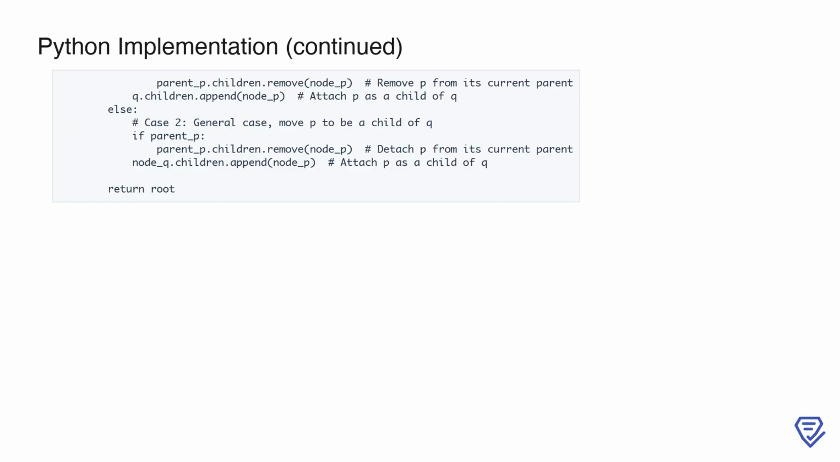For the general case, where Q is not a child of P, the process is straightforward. First, if P has a parent, it is detached from its current parent. Then, P is directly added as a child of Q by appending it to Q's list of children. This ensures that P is successfully moved under Q, regardless of their initial positions in the tree. Finally, the function returns the modified root of the tree, so the caller can work with the updated structure. This implementation ensures that the move operation is handled cleanly and efficiently for all possible scenarios.